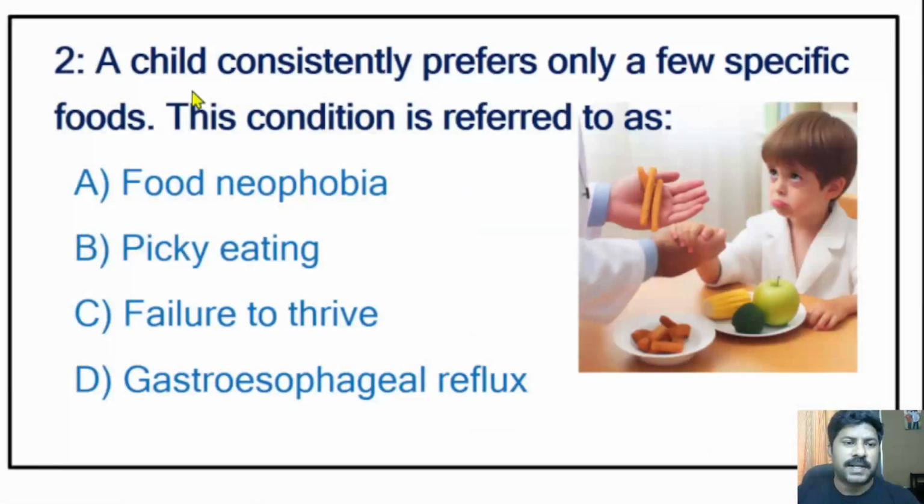Then the second question: a child consistently prefers only a few specific foods. This condition is referred to as food neophobia, picky eating, failure to thrive, gastroesophageal reflux. So I have explained this in the previous slide, so you can give your answer. The correct answer is picky eating. Picky eating means a child consistently prefers only a few specific foods.